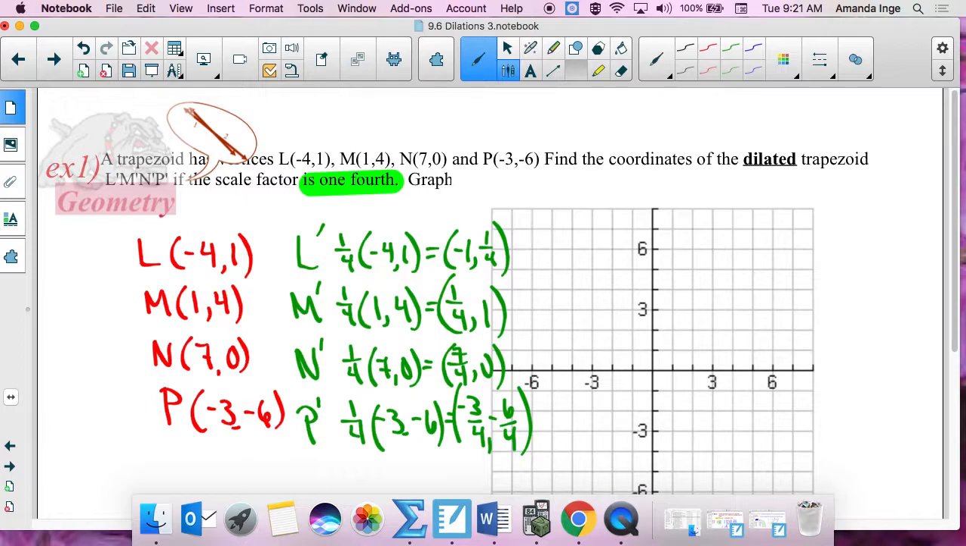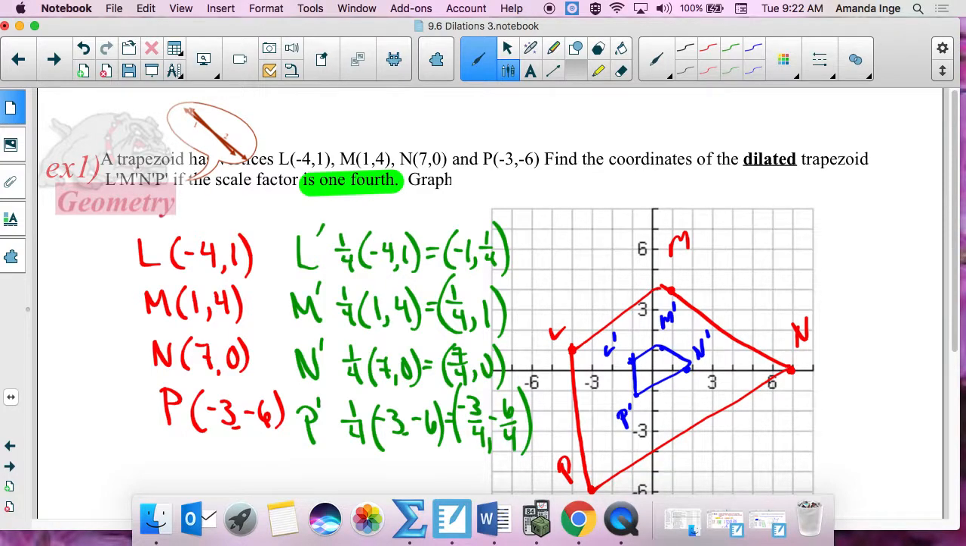So we have (-4, 1) for L, (1, 4) for M, (7, 0) for N, and (-3, -6) for P. We've got this trapezoid going on. Our new trapezoid is going to be at (-1, 1/4) for L prime, (1/4, 1) for M prime, 7/4 is 1 and 3/4, so (1 3/4, 0) for N prime, and P prime is at (-3/4, -1.5). So obviously it decreased in size.